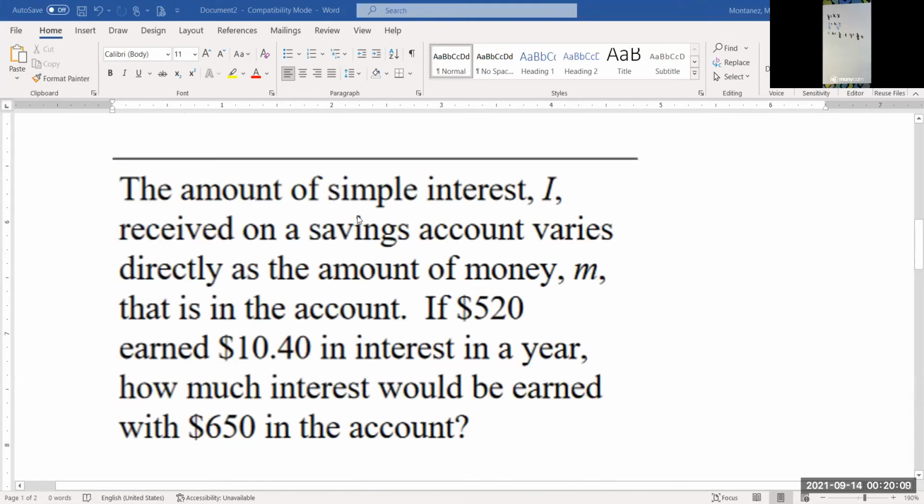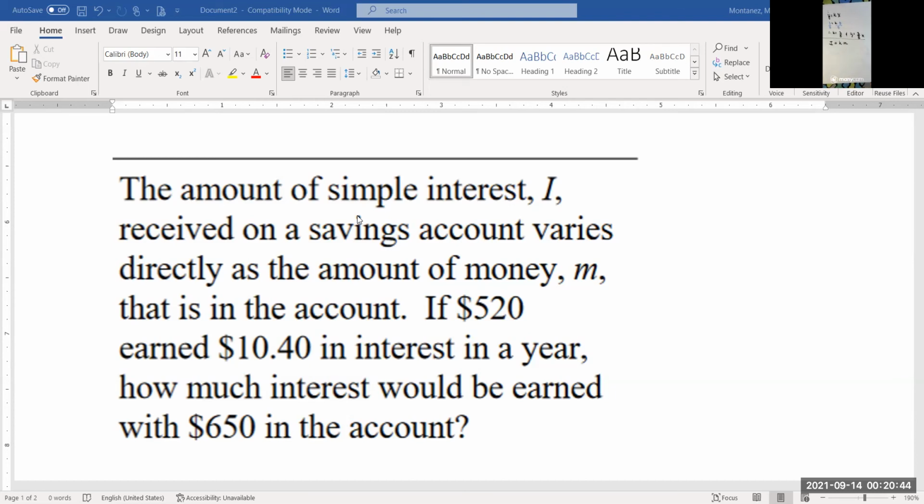The amount of simple interest I receive on the savings account varies directly as the amount of money. So in this case, remember, y varies directly as x. So y will be, in this case, my I, which varies directly as the amount of money M. So I equals k times M. The interest varies directly, or is directly proportional, to the money M.